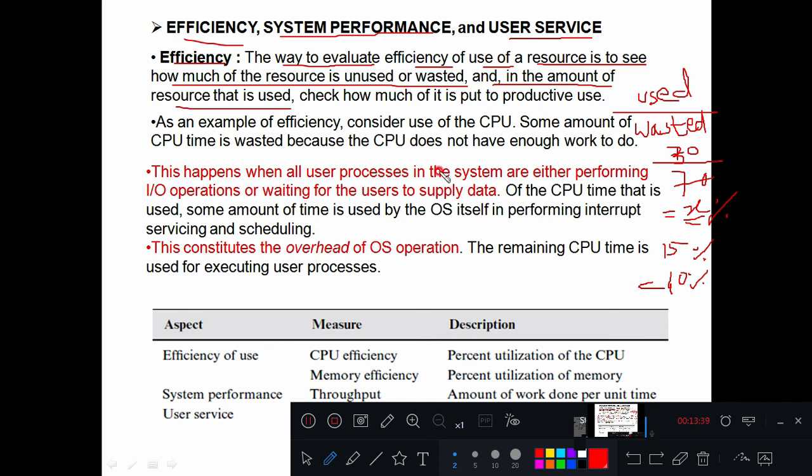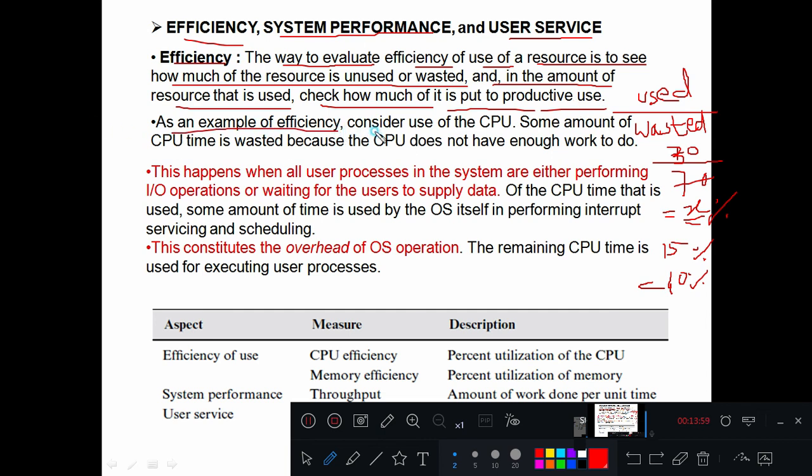So only 40% of that particular resource is utilized, and the rest 60% is not utilized. So here I can say that particular resource is not efficiently utilized, or that 100% of it is utilized, okay? Check how much of it is put to productive use, that's it. How much percentage of that particular resource is utilized properly.